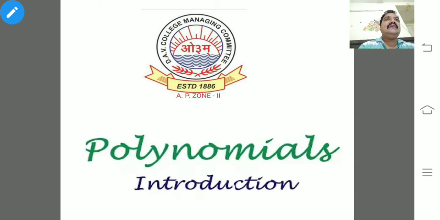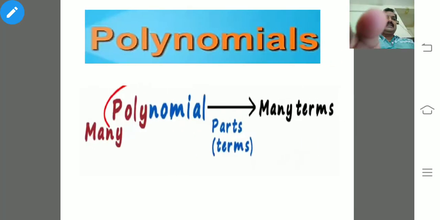For understanding polynomials, you have to know a little bit of the basics of algebraic expressions. Here, as you can see, the word has been colored into two different parts. Poly means many and nomial means terms, which gives us the meaning many terms. So polynomials means many terms, which means algebraic terms.